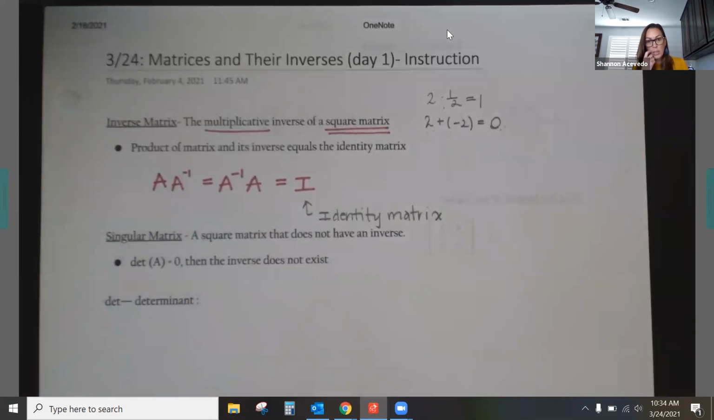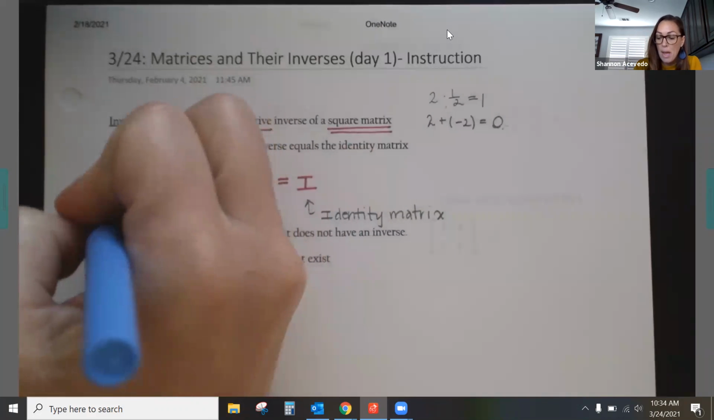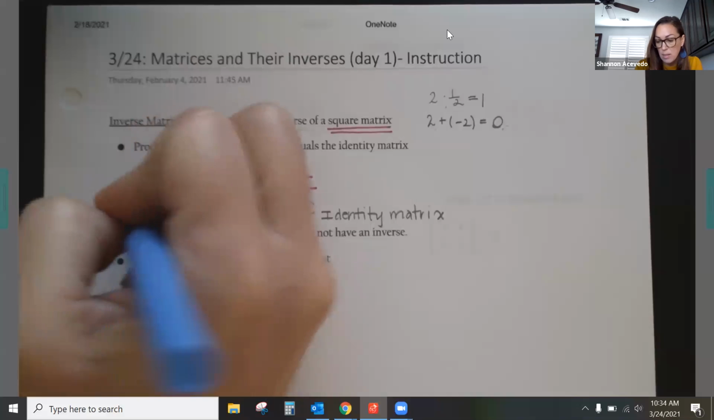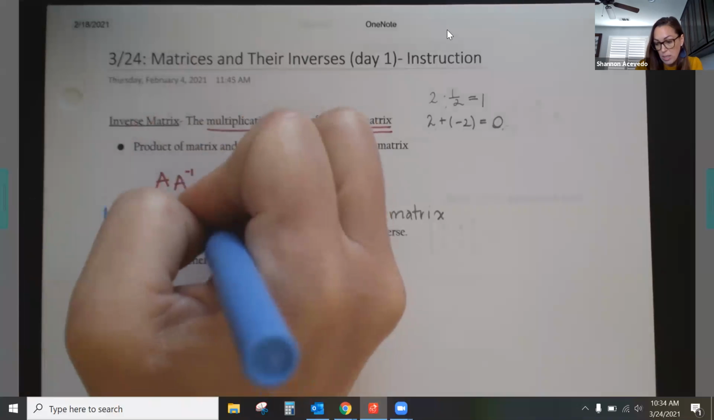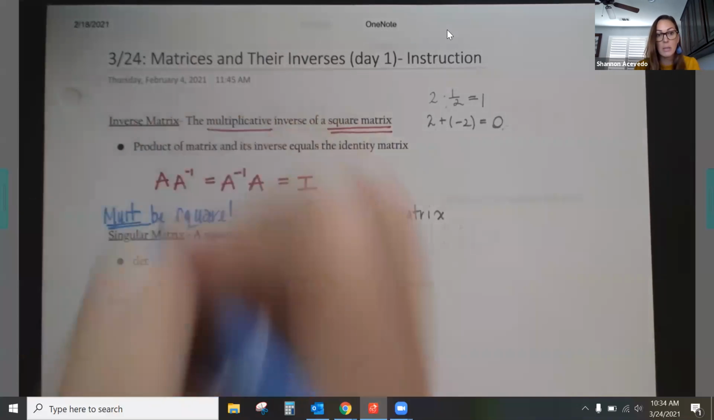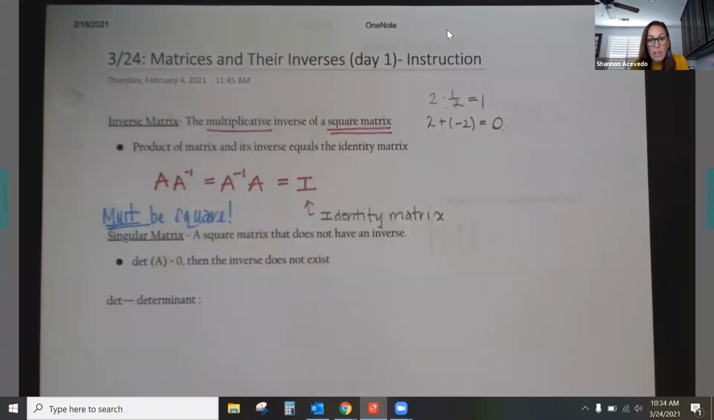I told you, I highlighted it here, but I'm going to tell you again: we must be using square matrices. Must be square, must be square. If it is not square, don't even bother trying to do it. You cannot do it if it is not square.